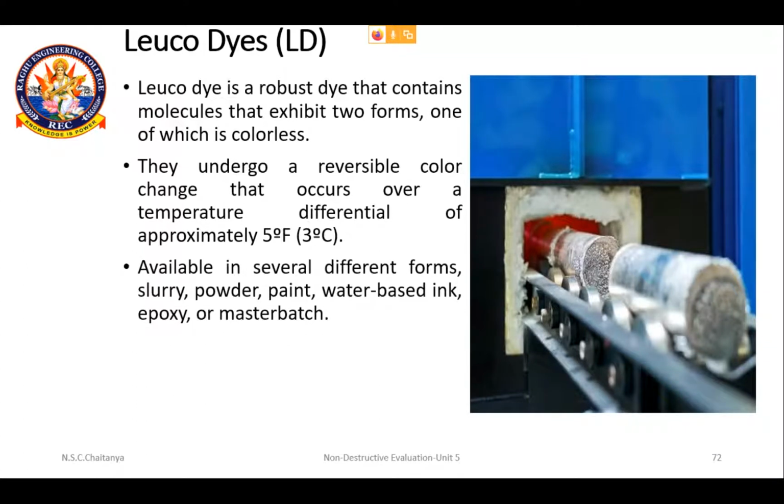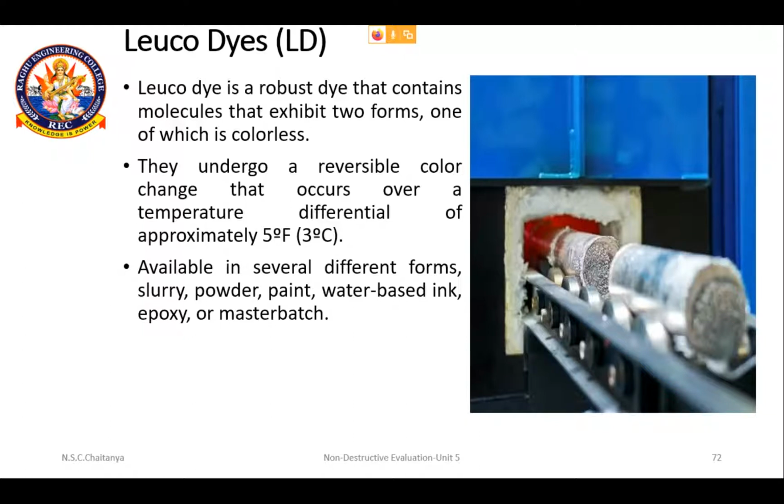Available in several different forms. They are available in slurry form, powder form, and as a paint. They are also available in water-based ink, epoxy, or a master batch. I think most of you might not know master batch. Master batch is a solid or liquid additive for plastic, which is used for coloring plastics. So we use a master batch to give color to plastic.